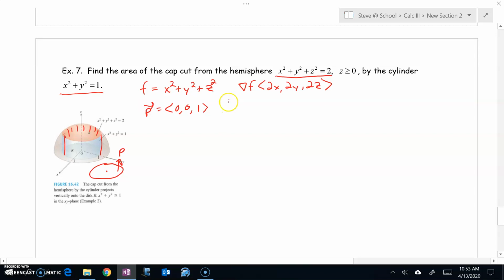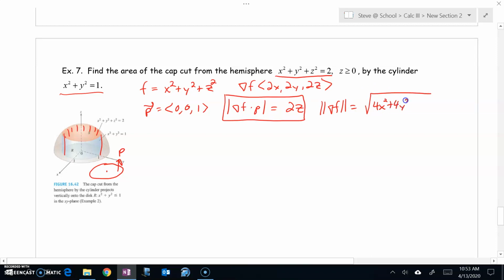Let's find the absolute value of the gradient of f dotted with p. Well, it's just 1 times 2z, so we get 2z. So we have this piece. We also need the magnitude of the gradient. So we get the square root of 4x squared plus 4y squared plus 4z squared.